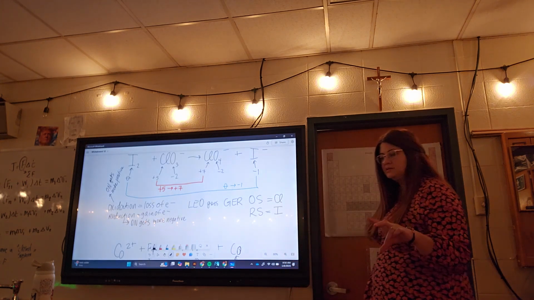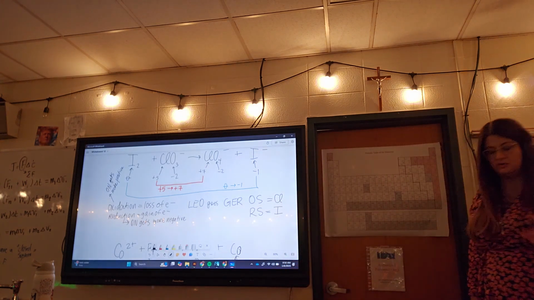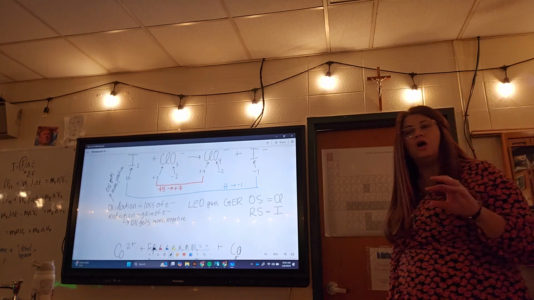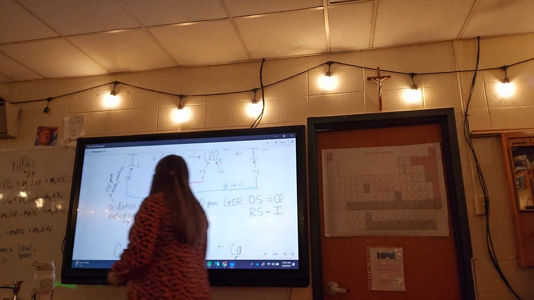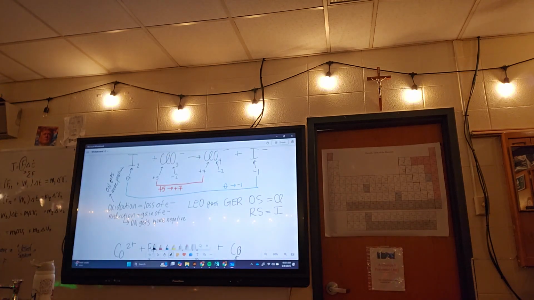So now the last thing that I need to teach you so that you can do your homework is about what we call reducing and oxidizing agents. So what is a reducing agent? It's something that allows something else to be reduced. Okay, so I'm going to write this on the board, and then hopefully I won't lose you because this is a little bit tricky.